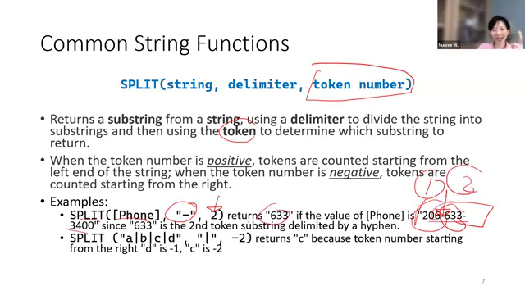If I use -2, and I split this string using the vertical bar, I will get A, B, C, D tokens, right? -2 means starting from the right end. This is -1. This is -2. So what I get is C.